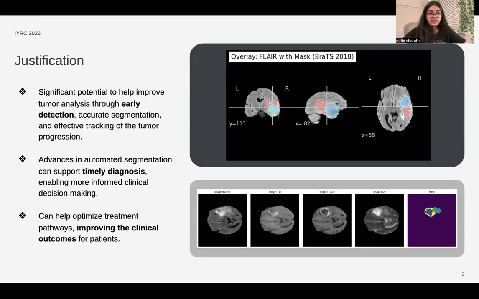Furthermore, brain tumor segmentation helps with early prognosis, early diagnosis, and early detection of brain tumors over a period of time. It can also help optimize the treatment pathways and improve the clinical outcomes for different patients.